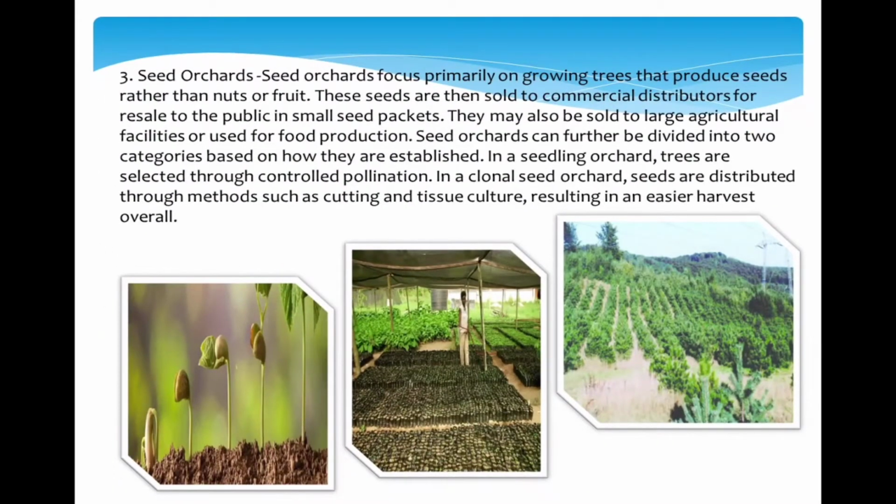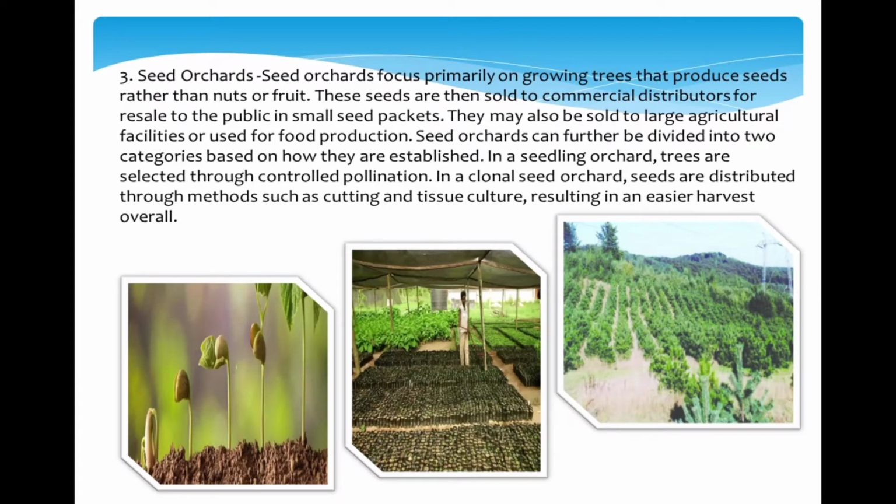Next, number 3 is the seed orchard. A seed orchard is focused primarily on growing trees that produce seeds rather than nuts or fruits. These seeds are then sold to commercial distributors for resale to the public in small seed packets. They may also be sold to large agricultural facilities or used for food production.